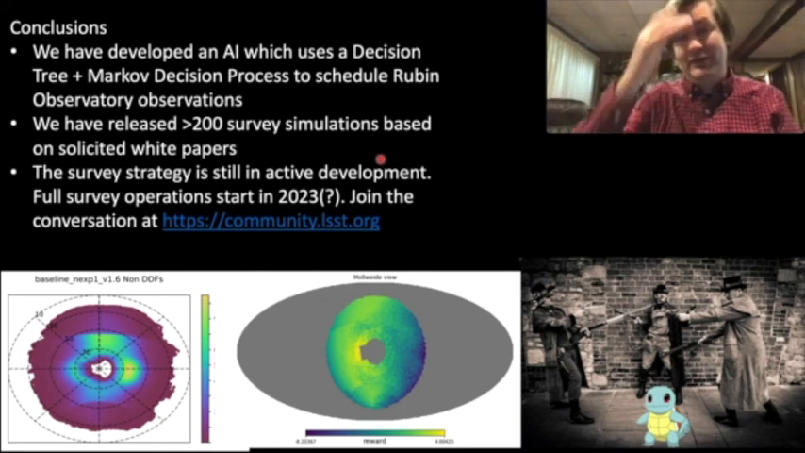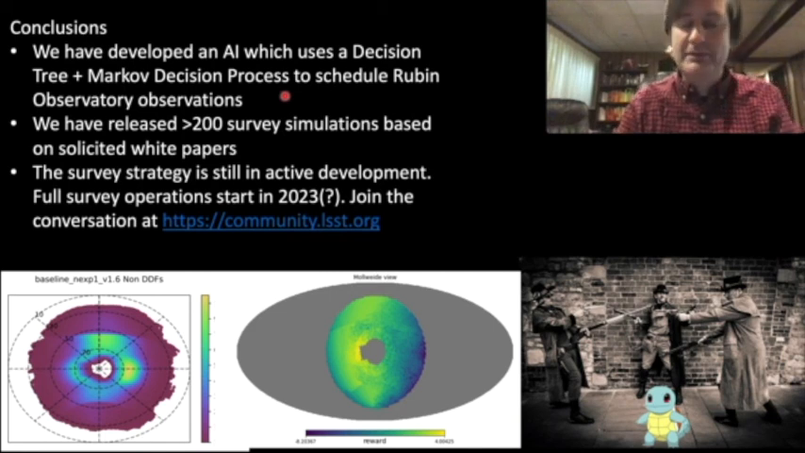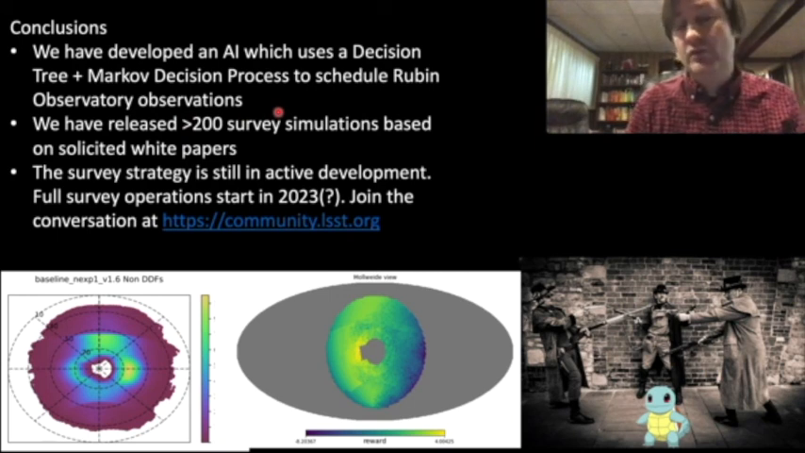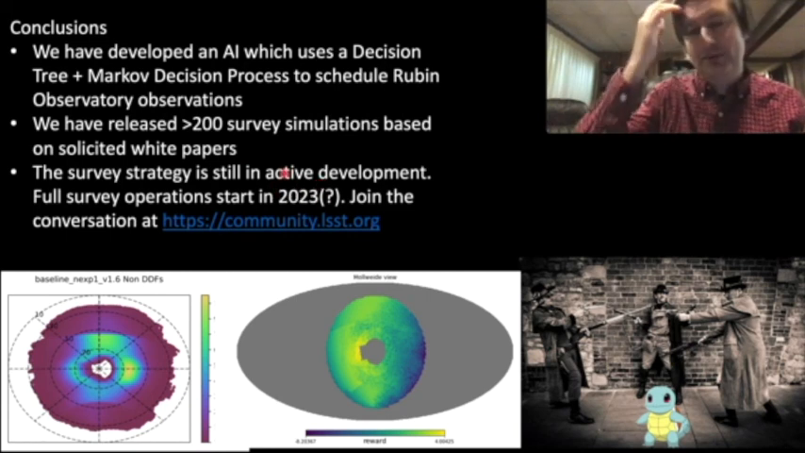So in conclusion, we have an artificial intelligence that is a decision tree plus a Markov decision process, and it can schedule the Rubin Observatory pretty well. We've released over 200 simulated surveys so far based on some cadence white papers that we solicited. And the survey strategy is still in active development. So full survey operations won't start until 2023, but obviously in these trying times, that is subject to change.